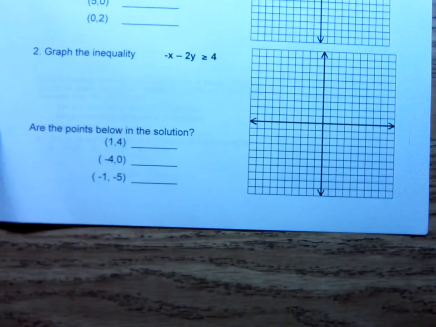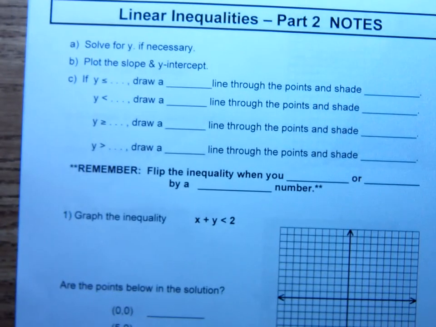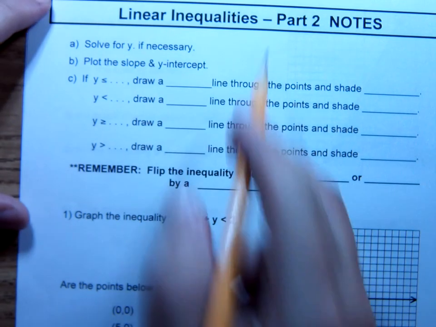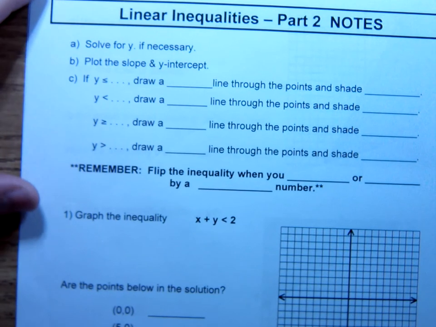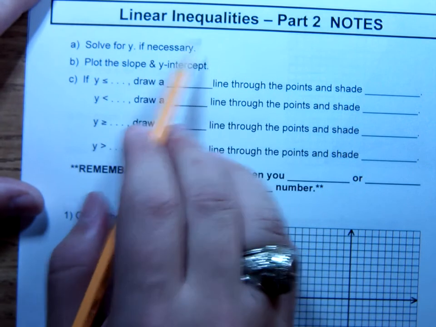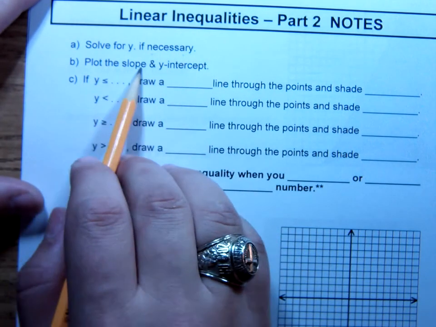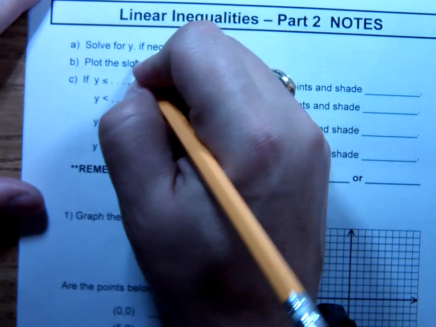Okay, this is the part 2 notes. Hopefully you've already printed these out. If not, pause the video so you can get the part 2 notes printed off so we can use these. Now, it's kind of giving you steps in part 2. We've already gone through the steps, but this is reinforcing them. The steps to graphing a linear inequality are: solve for y if necessary, plot the slope and the y-intercept. We did that. Usually it should be reversed: plot the y-intercept and then the slope.